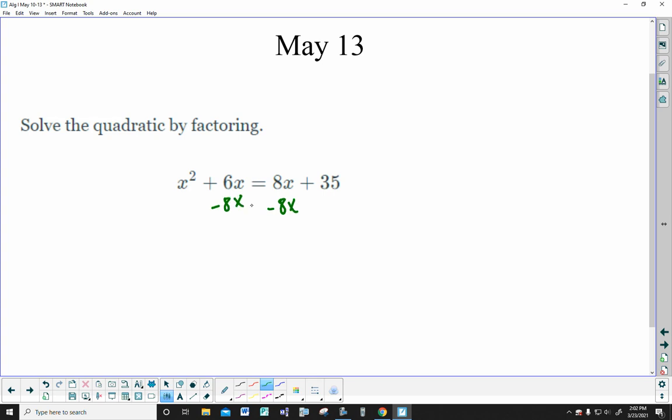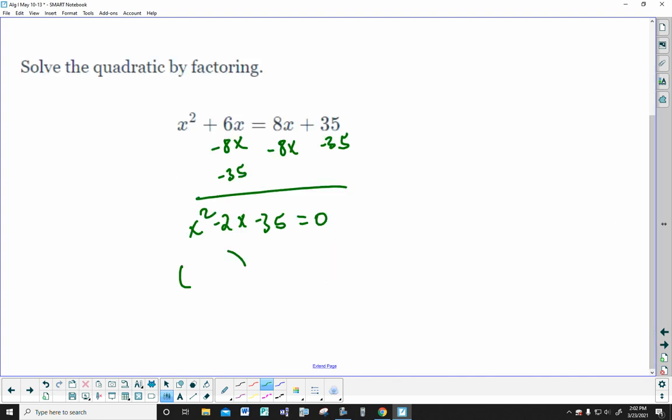Hello everybody. So this is a little harder than what we were just doing, but you still start by moving everything to the same side. So subtract everything over, add everything over, okay? So you've got x squared minus 2x minus 35 equals 0. Now, you want to factor this thing.